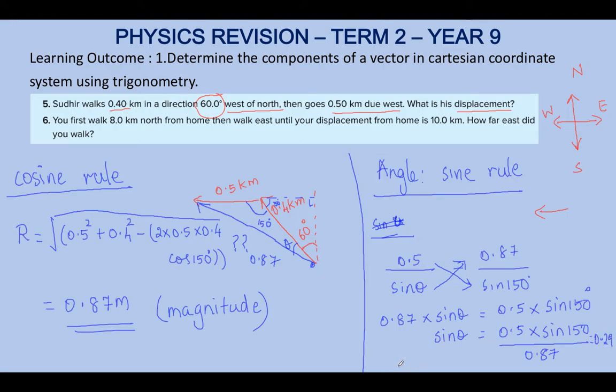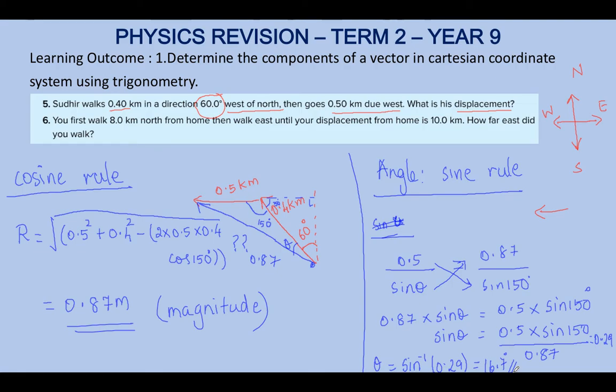Now the problem is not over. This is sine theta. But our aim is to find the angle theta alone. So theta will be equal to sine inverse. So in your calculator, first press the button shift, then sine, 0.29, which should give you approximately 16.7 degrees. All right. That's the solution for question 5.